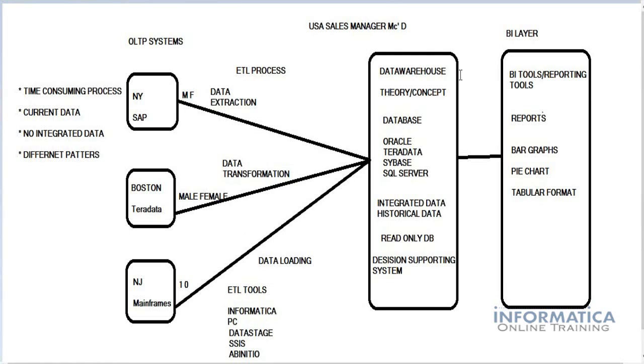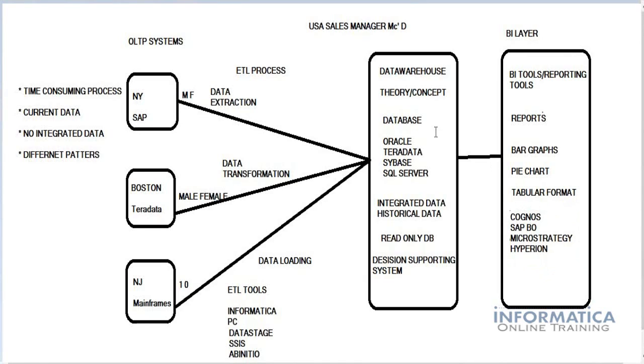Once these ETL tools load the data into the data warehouse, the BA tools come into the picture, and they represent the data in the form of reports. So what are the different BA tools that you have? Most importantly, it's Cognos, which is from IBM. We have SAP BO, MicroStrategy, and Hyperion. These are all the different BA tools or reporting tools.